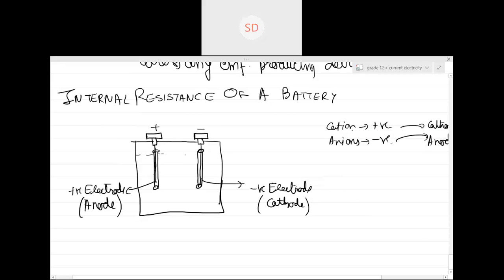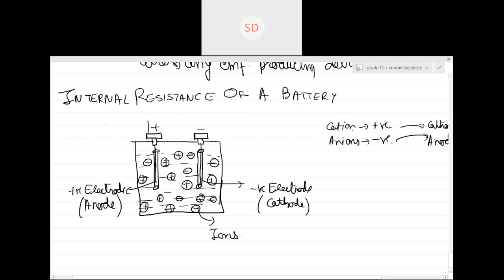Anyways, there is an electrolytic solution inside this cell. What does this electrolytic solution consist of? It comprises ions, both positive ions as well as negative ions, right? So what will happen if current is passed through this battery? The electrons will collide with these ions, right?